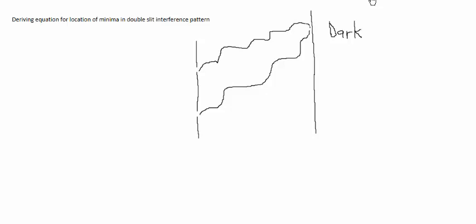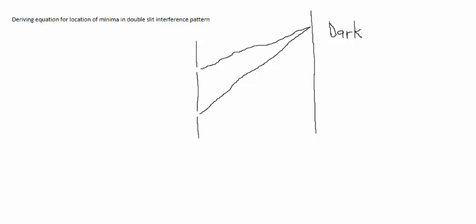Let's find the location of the dark spots, or the minima, in a two-slit interference pattern. Here, the bottom wave has waved exactly half a wavelength more than the top wave, since the bottom one has traveled more. As a result, the two waves are meeting out of phase here and cancel each other out, and you'll see a dark spot on the viewing screen here. Now that we know those squiggly things are waves, I'm going to replace them with lines.